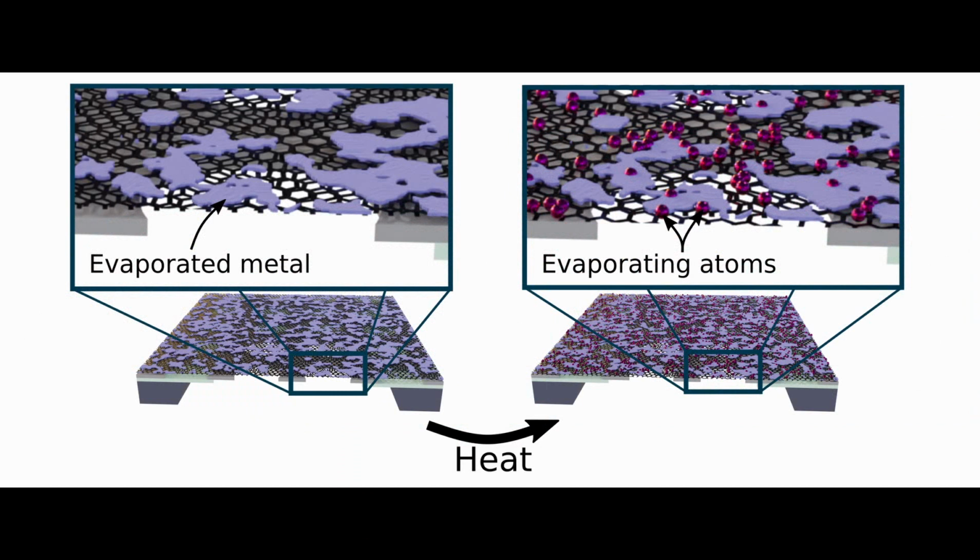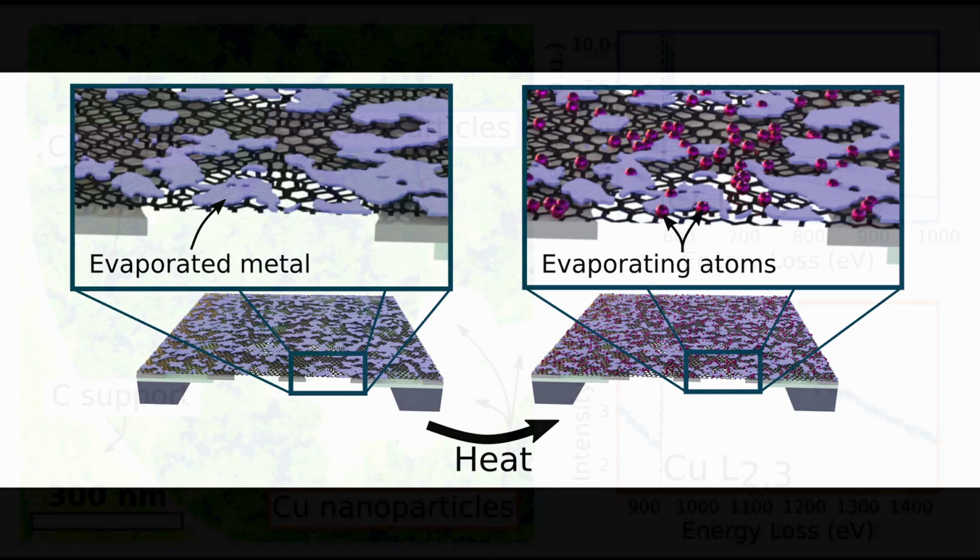Chromium metal was then evaporated onto the surface with an e-beam evaporator. Then the sample was heated in the microscope to promote the evaporation of the chromium and the diffusion of these atoms across the sample surface.